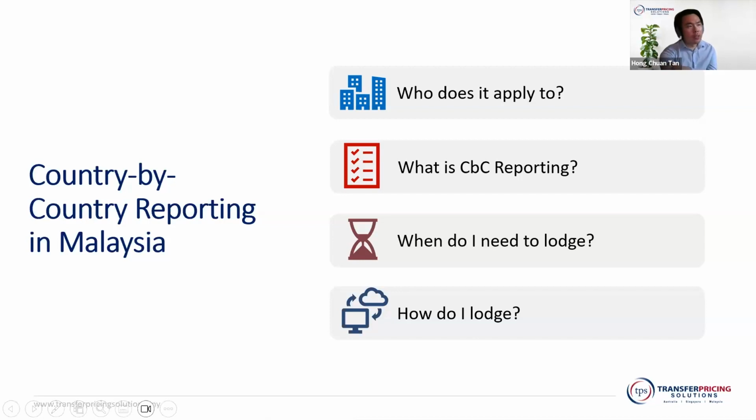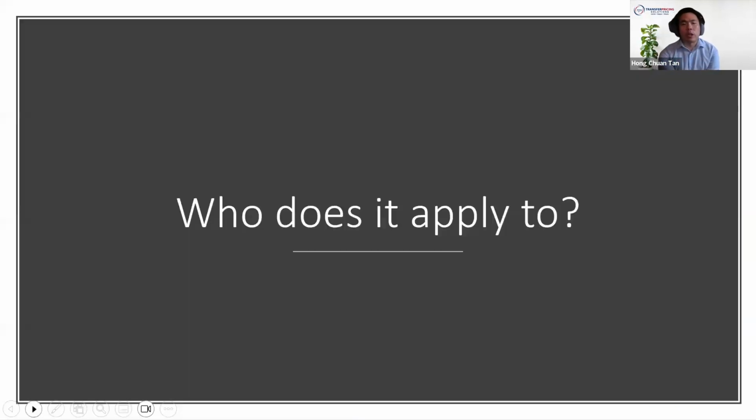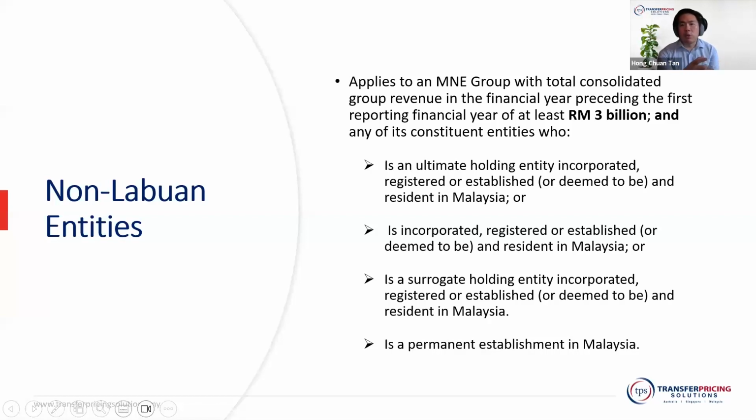Now let's first look at who is actually captured under country by country reporting. In Malaysia, for non-Malaysian entities, the group threshold is RM3 billion, right? If you are the holding company and your consolidated revenue is 3 billion, you fall under it. If you're a constituent entity, part of the group that is above 3 billion, you fall under it. If you are part of the group that's above 3 billion and you are actually the designated surrogate entity to prepare country by country reporting statements, you are obligated to prepare and lodge accordingly. And if you are a PE and you are part of the group that's above 3 billion ringgit, you fall under it.